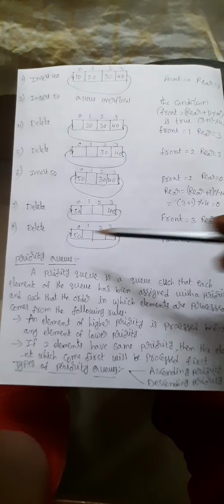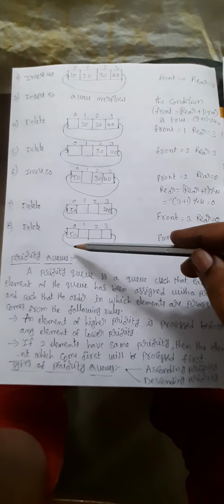Why? Because all the elements have been deleted and we are at the beginning position, so the front value will be 0 as well as the rear value will also be 0. Why? Because it contains only one element. Like that we can insert and delete the element from the circular queue.